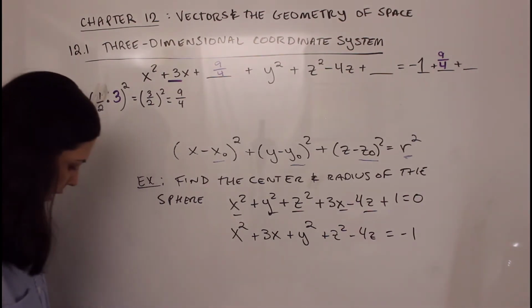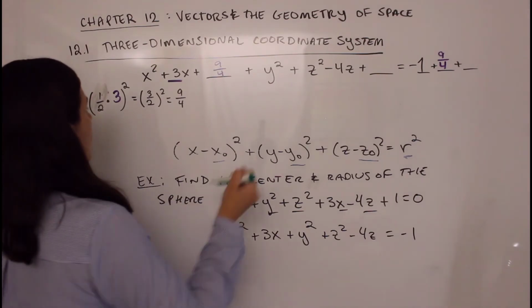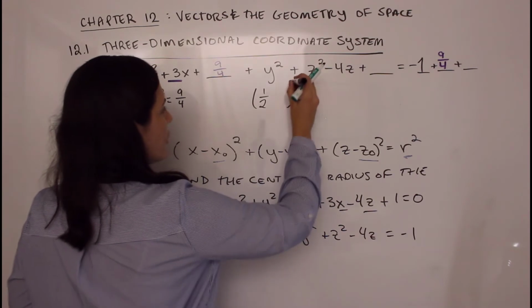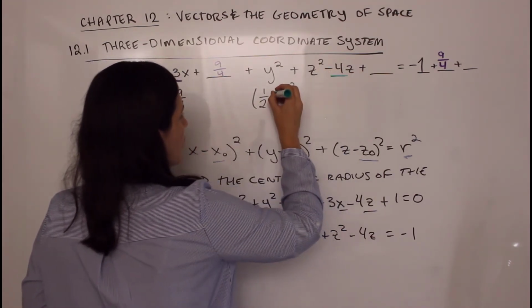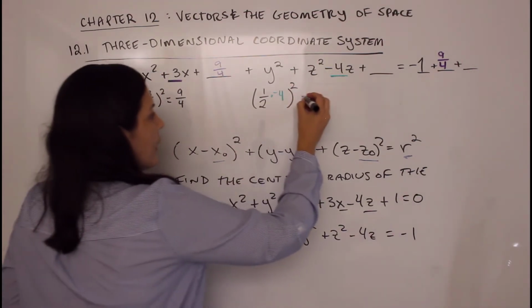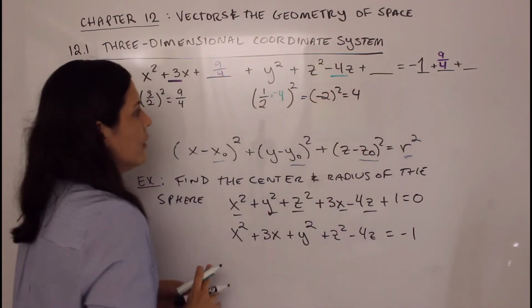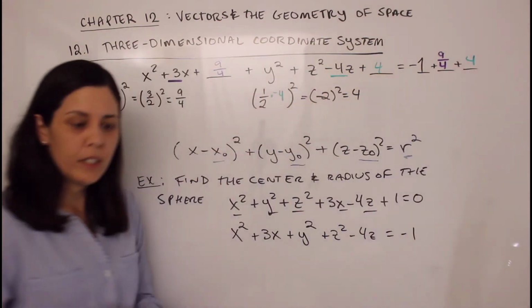Let's go ahead and work on the z's. So I want half of the coefficient on the linear term squared. So that's going to be -4 squared. Half of that squared. So that's going to be -2 squared, which is +4. So we're going to add 4 to both sides of this equation.